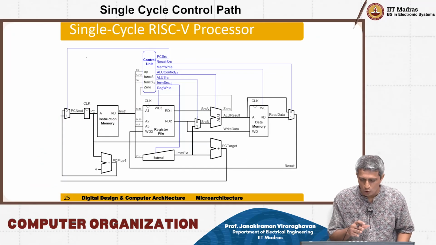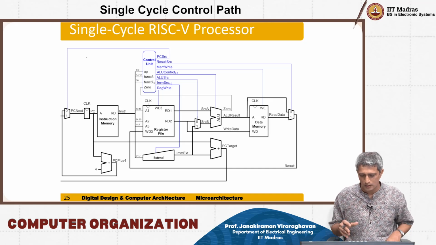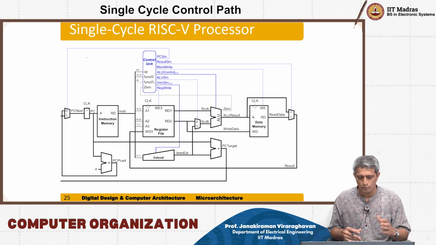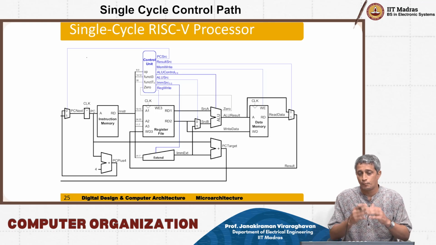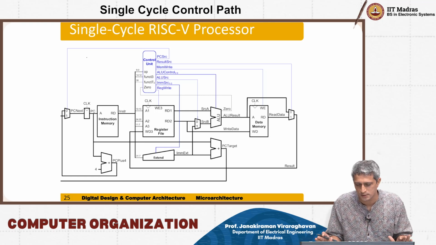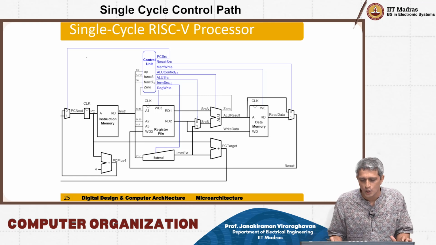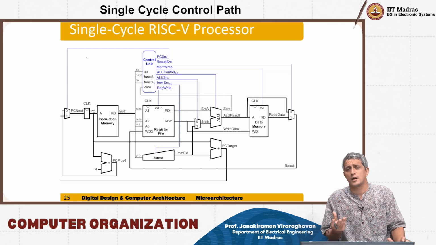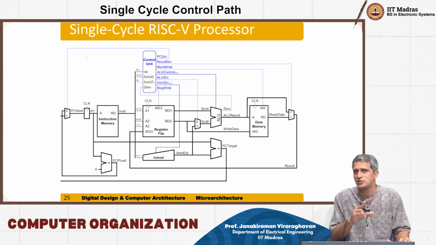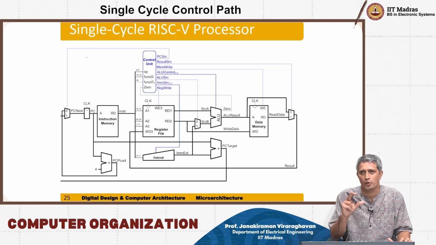So therefore, if you look at the implementation that we have till now, we have the whole implementation shown here. The blue component is the control unit that we are going to discuss at this point. So what is the control unit? It is basically going to decode this instruction and generate these signals appropriately.